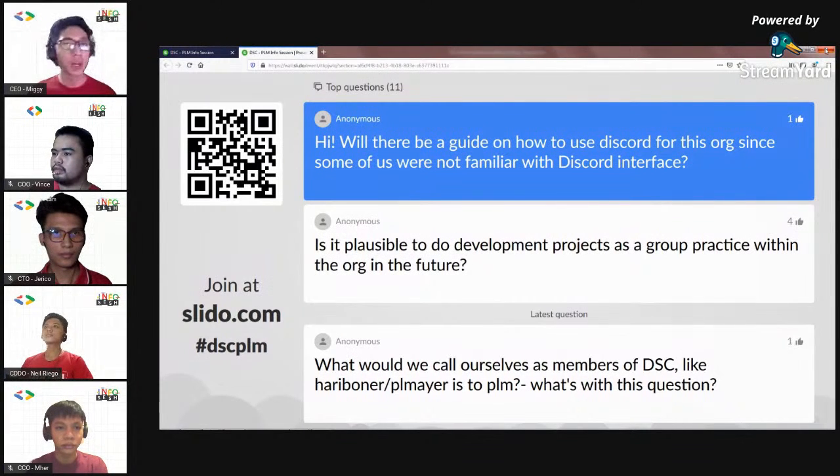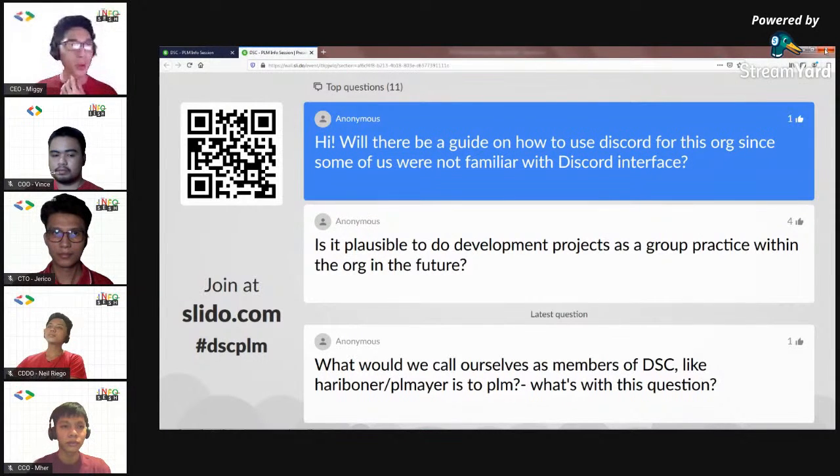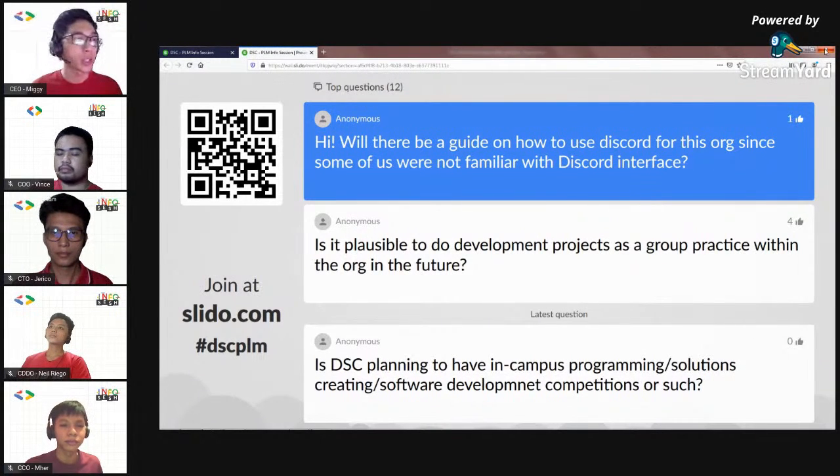Okay, for the last one, hi, will there be a guide on how to use the Discord for this org, since some of us were not familiar with Discord? Yes. During your stay on the guest lounge, there will be guides. Thanks to our CDDO, Neil, he had already crafted instructions that are already easy to follow, so you could follow along on how to use our Discord server. So I think so far, let's wrap up the question and answer for that.